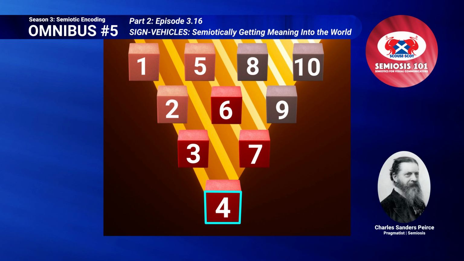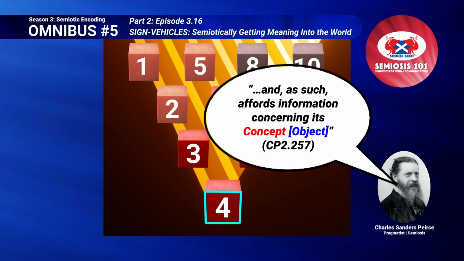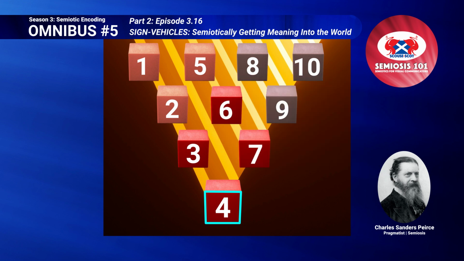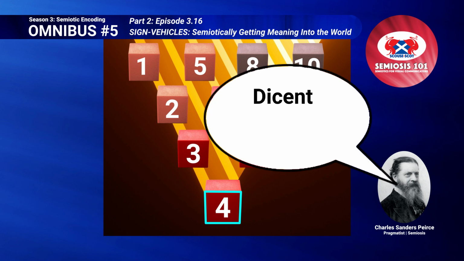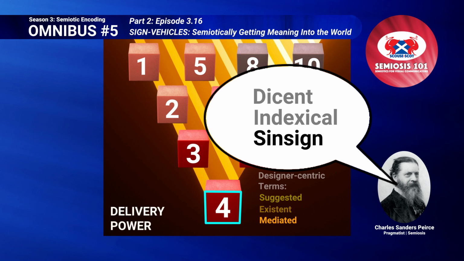PEIRCE referred to sign 4 as any concept object of direct experience insofar as it is a sign, and as such affords information concerning its concept object. In PEIRCE'S precise terminology, sign 4 is a dicent indexical sinsign, suggested, existent, mediated. Can you see why I have attempted to reframe these terms into actionable analogues? If you focus on the final word in the set of 3, we see the delivery method, the sign vehicle. That is what we will focus on this episode when delving into the 10 sign classes.